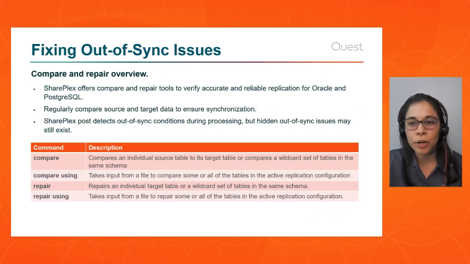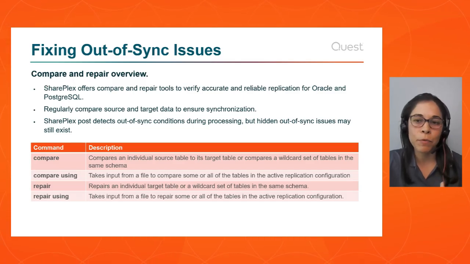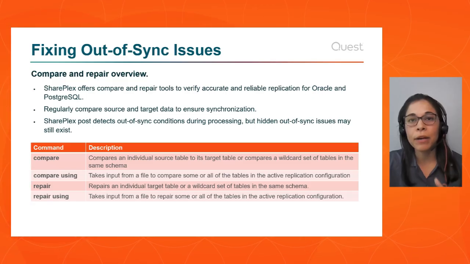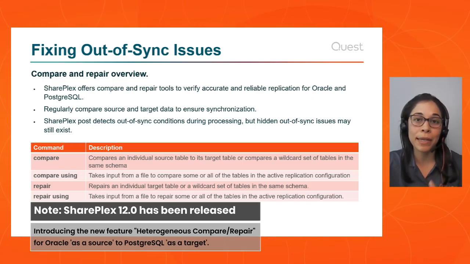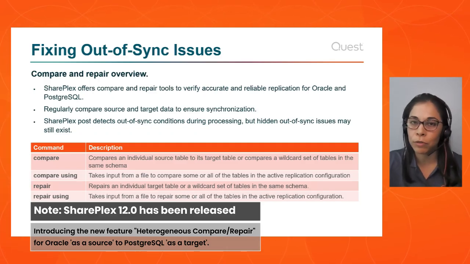But what does SharePlex offer to help fix these kinds of autosync issues? Do you remember we talked about the compare and repair utility? SharePlex provides these powerful tools, the compare and repair utilities. They are designed to verify and maintain replication accuracy and reliability, available for now only for Oracle to Oracle and Postgres to Postgres configurations. So you can use this kind of tool to keep the data synchronized.